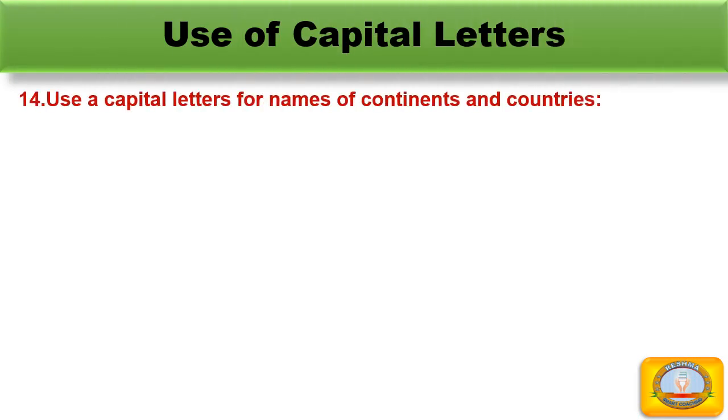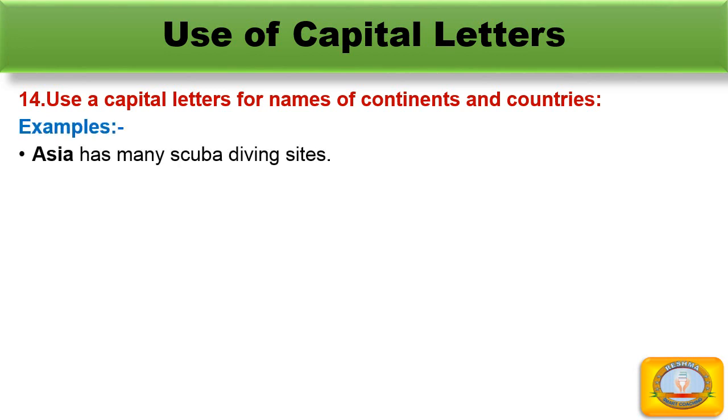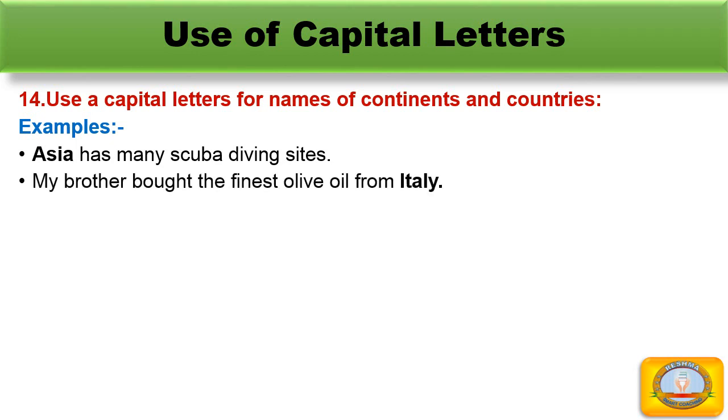Next, use capital letters for names of continents and countries. For example, Asia has many scuba diving sites. My brother bought the finest olive oil from Italy. Australia is a land of many animals.